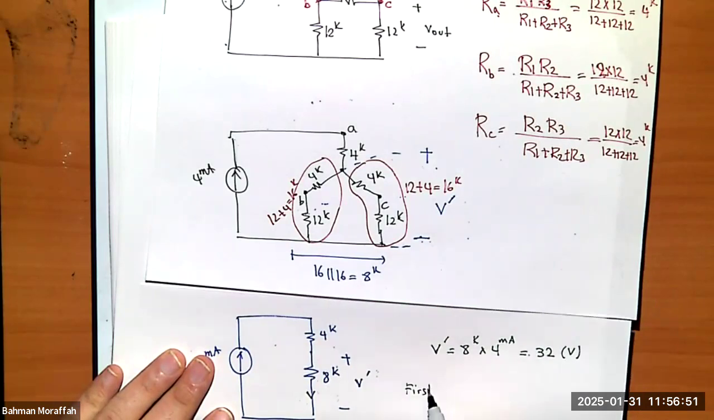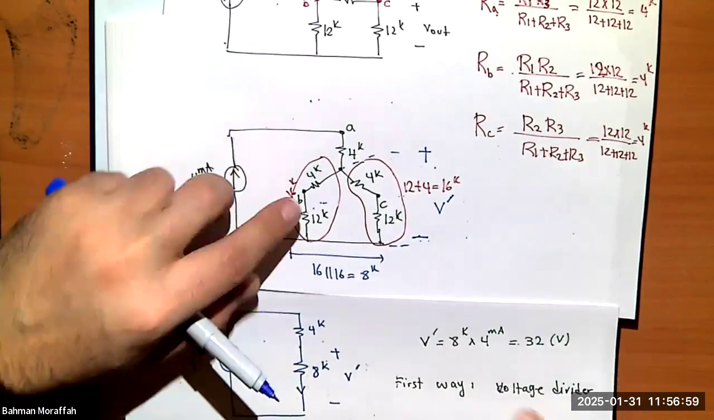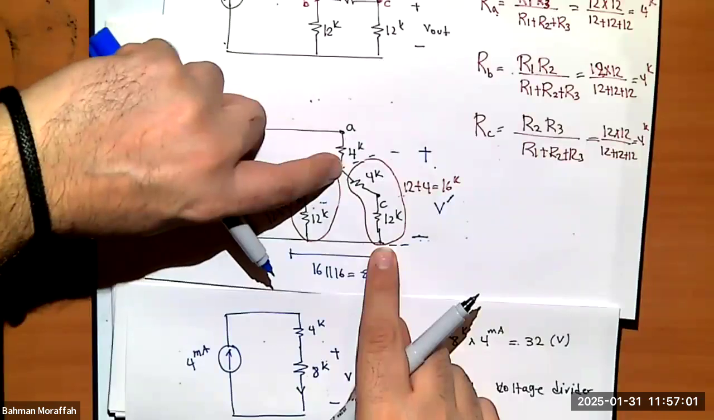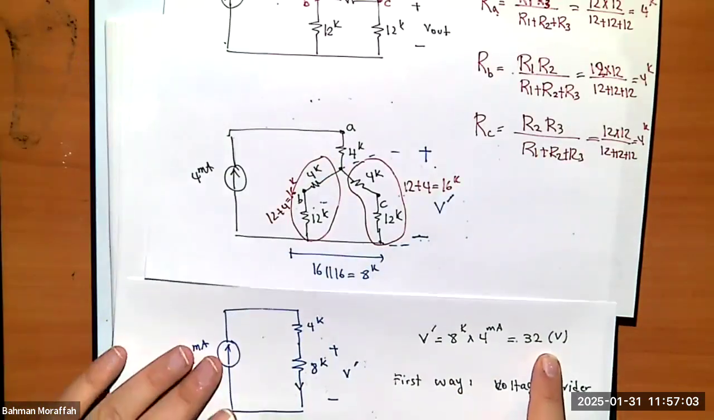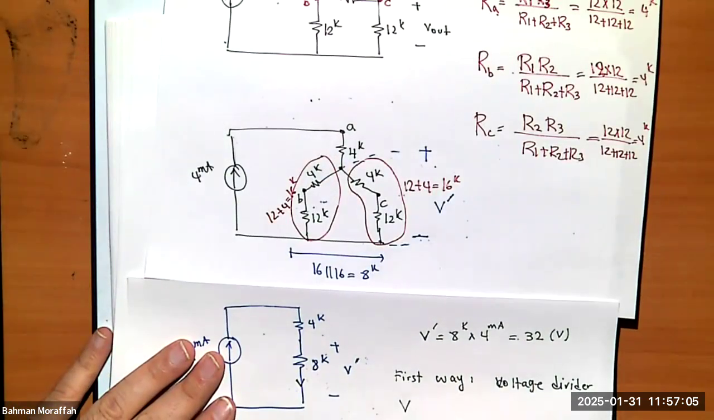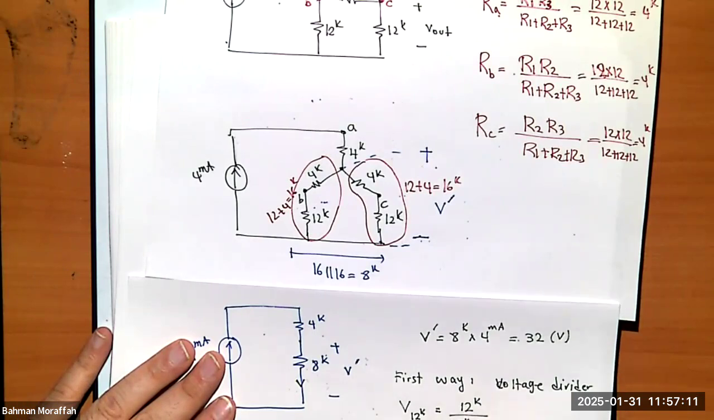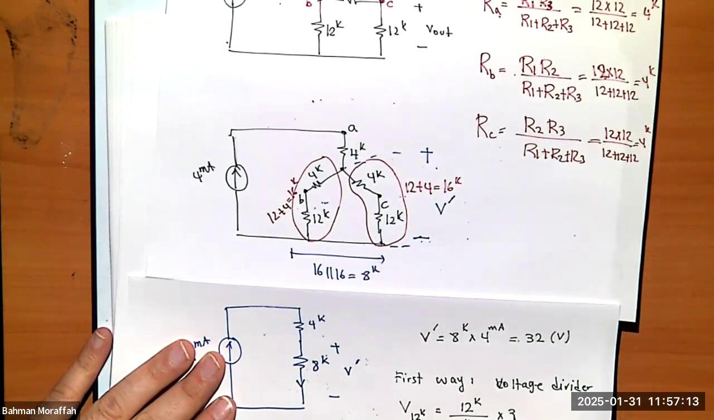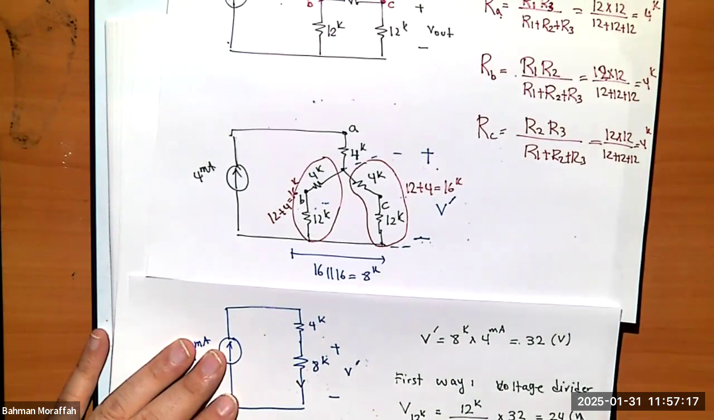So let's just do both ways. First way is the voltage divider, which means the voltage across both of these is 32. Therefore, the voltage across the 12K is 12K divided by 12K plus 4K times 32, which is 24 volts.